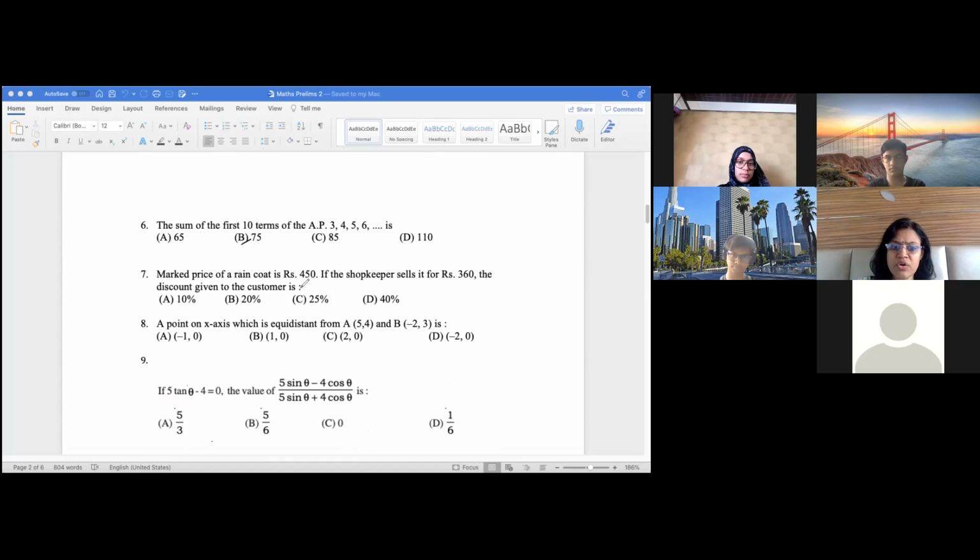The marked price of the raincoat is this. If the shopkeeper sells it for rupees 360, the discount given to the customer is... I think everyone has done this correctly, 20%, isn't it? Let me check. Yes, the discount is 20%.